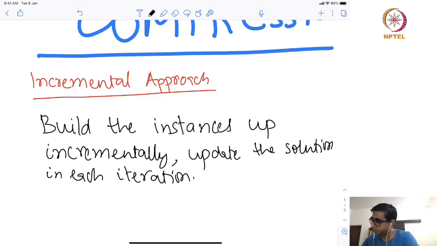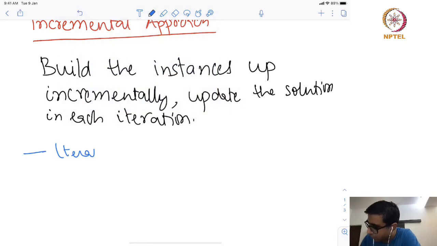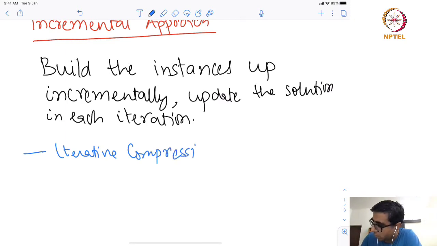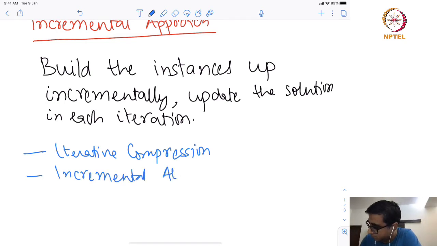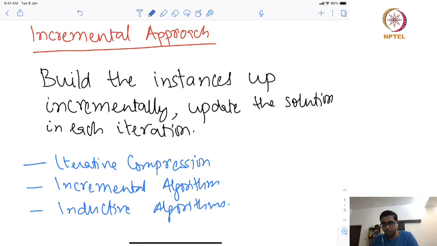Name-wise, we could have called it iterative compression, or an incremental algorithm, or we could have called it inductive algorithms too. But let us look at this approach: build the instances up incrementally.